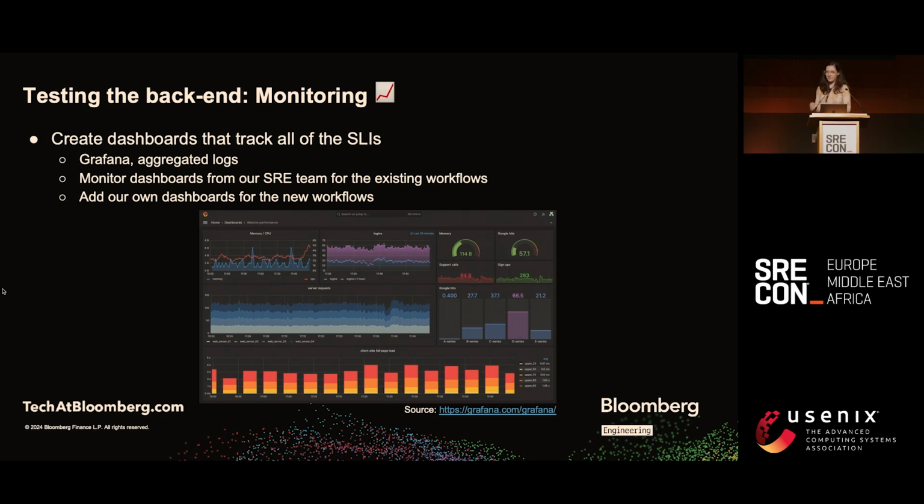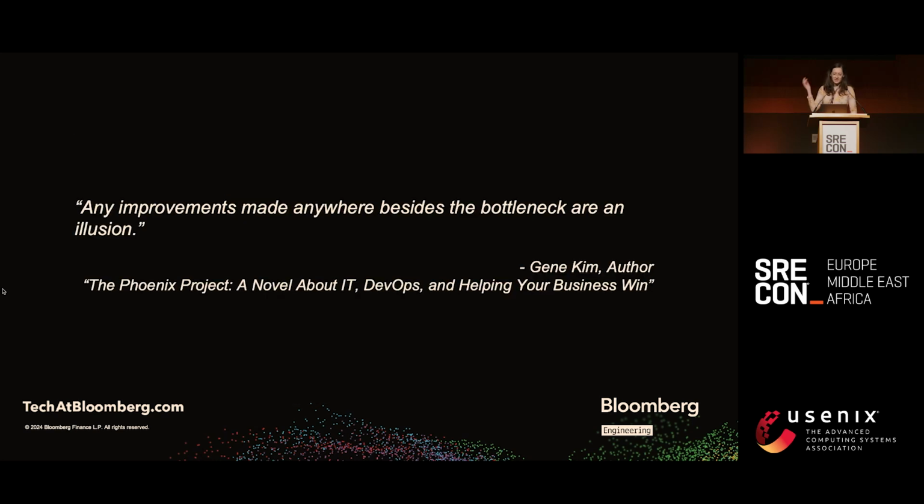Now, this is great. We have the overview of the health of the system, so we know if it's healthy or not. But how do we efficiently find the slow components? We don't want to go left and right improving random code here and there. We want to find the actual culprit at any stage of the system. We found a really nice quote in a book called The Phoenix Project that embodies this idea. It says, any improvements made anywhere besides the bottleneck are an illusion.